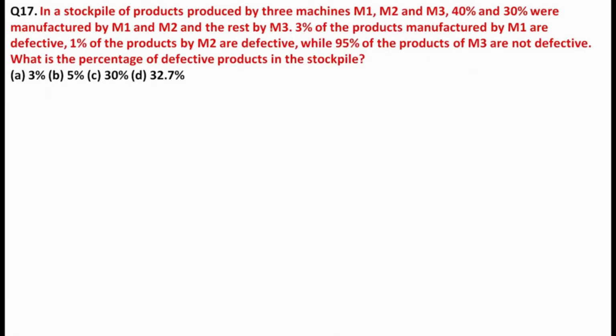In a stockpile of products produced by three machines M1, M2, M3, 40 percent was manufactured by M1, 30 percent by M2, and the rest by M3. Let me consider the total number of units as 100. The manufacturing by M1 is 40 percent, which means 40 units. M2 is 30 percent, meaning 30 units, and the remaining was manufactured by M3, meaning 30 units.